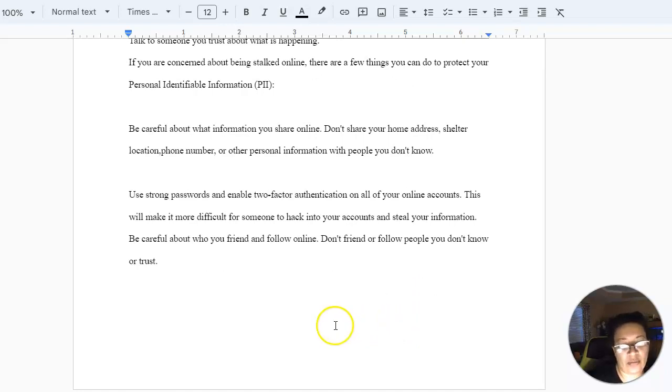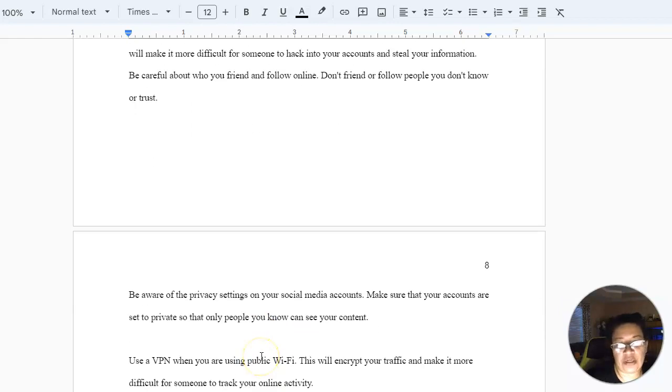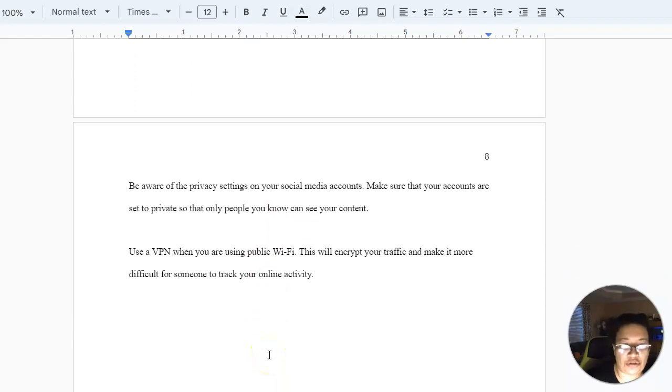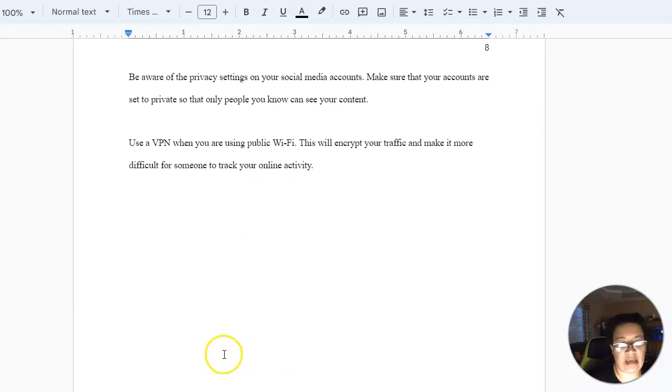Be careful about the information you share online. Use strong passwords and enable two-factor authentication on all of your online accounts. This will make it more difficult for someone to hack into your accounts and steal your information. Don't friend or follow people you don't know or trust. Be aware of the privacy settings on your social media accounts.